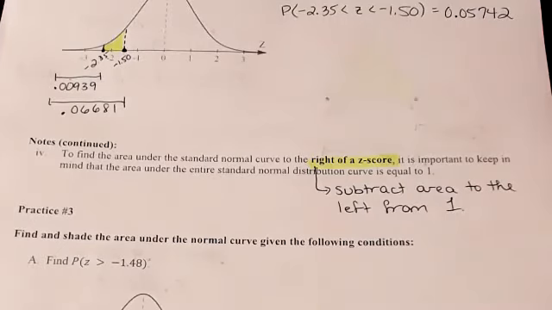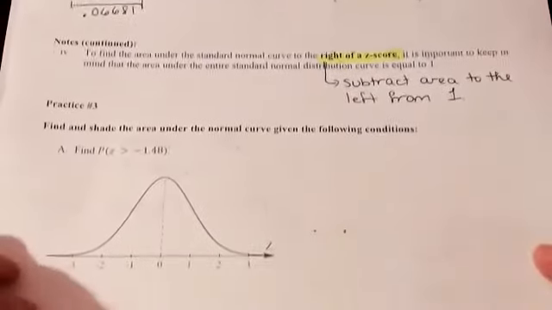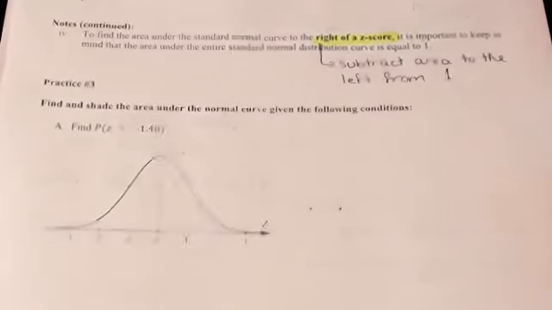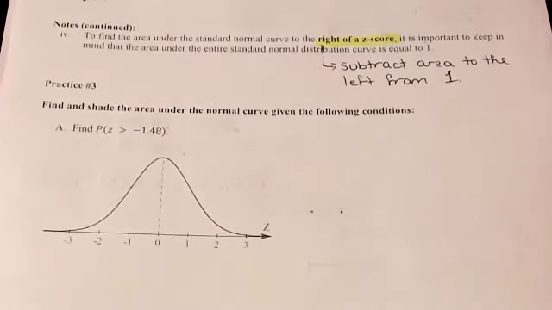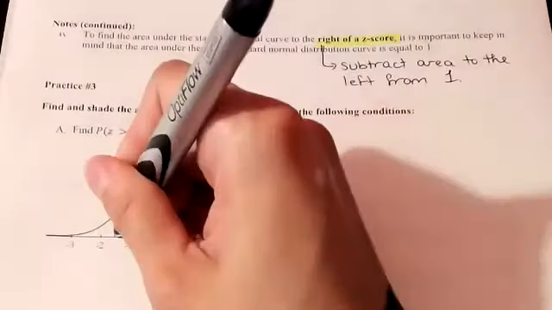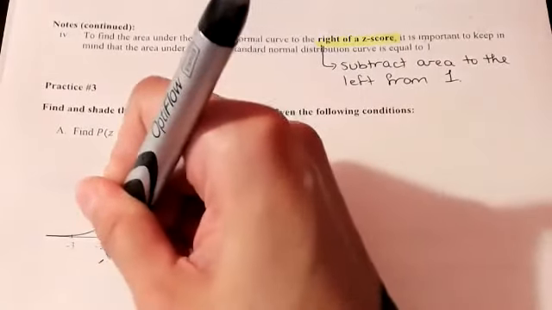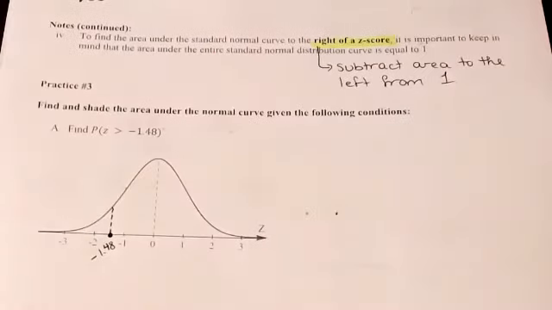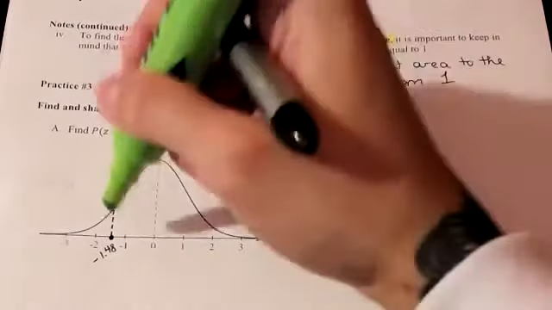Okay, whenever you're ready. Find and shade the area under the normal curve given the following conditions. So you want to find the probability that z is greater than negative 1.48. First off, here that language greater than, that means we're shading to the right. So let's plot the point negative 1.48. That's approximately here. Draw your dotted line up. And this time we're going to shade everything to the right because z is greater than this value.